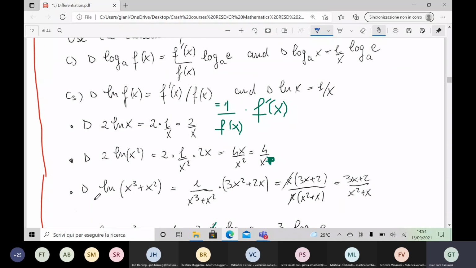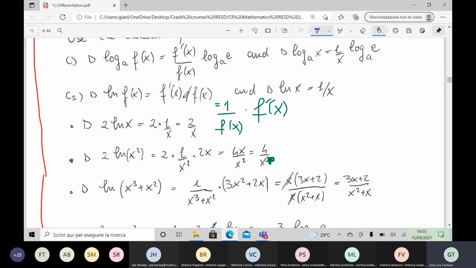Derivative of the natural logarithm, ln is also called natural logarithm, of x to the power 3 plus x squared. Which kind of derivative rule we need to use? We can either use the most general one, or this one. You obviously cannot use this one nor this one. So we use this one.